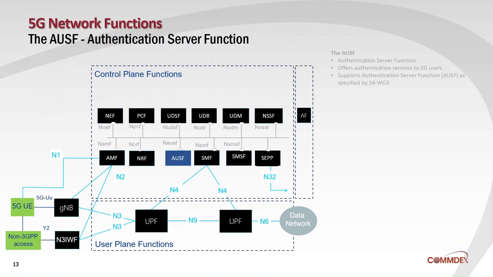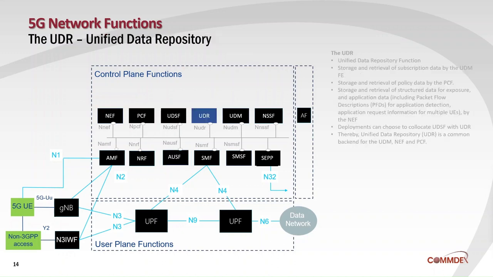The AUSF is the authentication server function. It is the entity that does the authentication for a specific device, and it utilizes the authentication credentials created by the UDM. The UDR is the Unified Data Repository. It is the backend to the UDM, and it stores all the subscriber data.